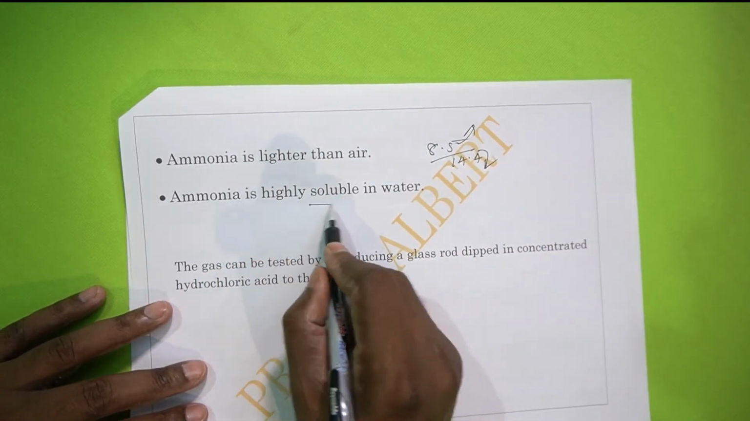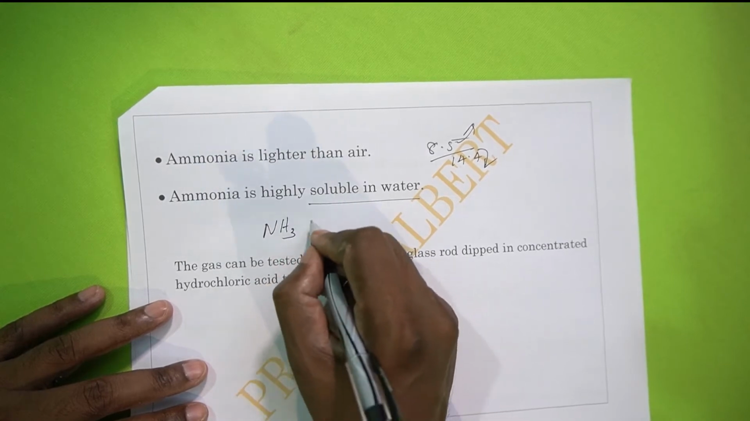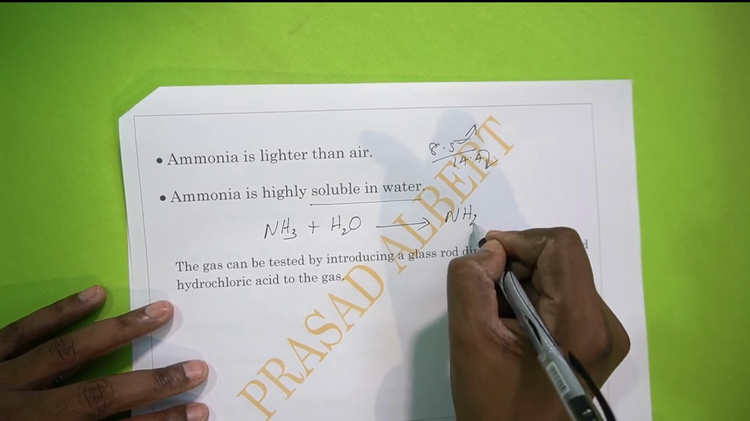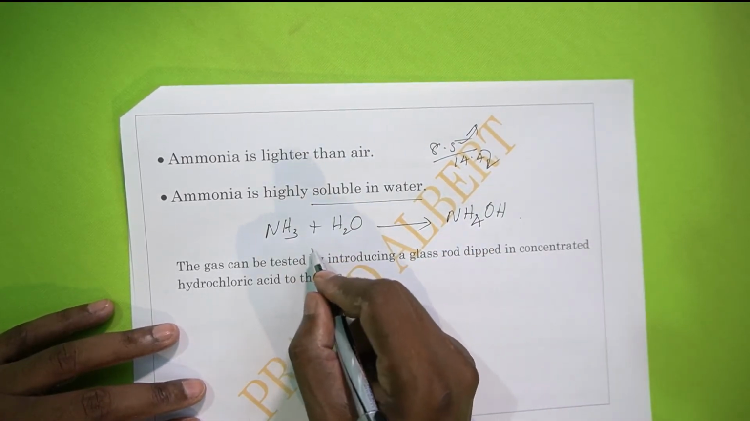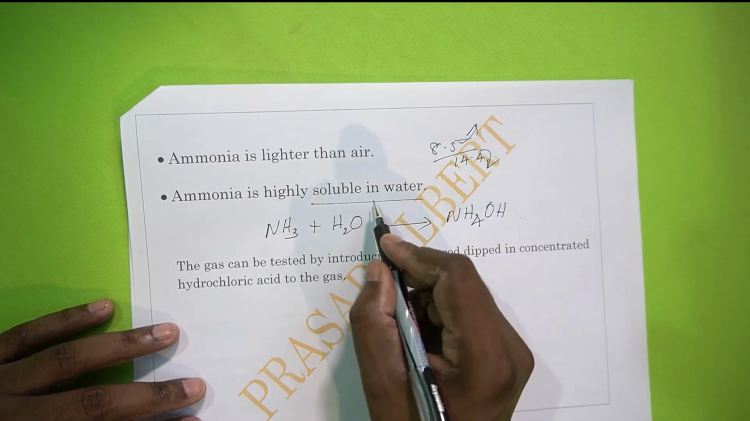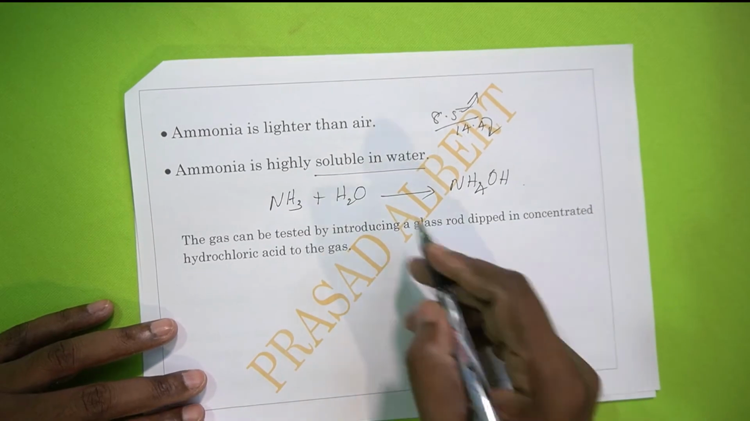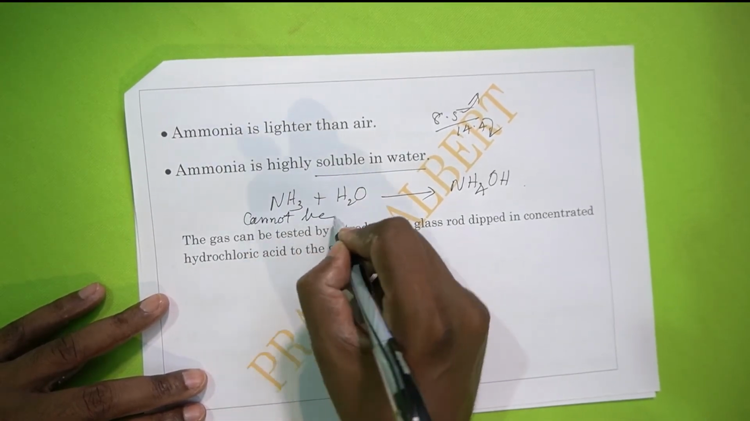Ammonia is highly soluble in water. If it is passed through water, it will dissolve, giving ammonium hydroxide, NH4OH, which is an alkali. So you cannot collect ammonia over water. Please note that point, ammonia cannot be collected over water.